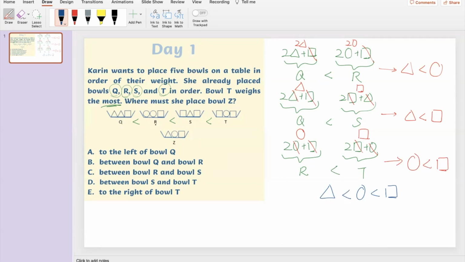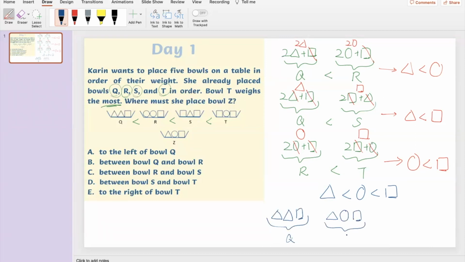Okay, so what about Z and R? I have 2 circles and a square, and we have 1 triangle, 1 square, 1 circle. So here we still know that circle is greater than, or heavier than, triangle, right? So Z must be lighter than R. So which means we need to put triangle, triangle, square. This is our Q. And we're gonna put Z to the right of our Q.